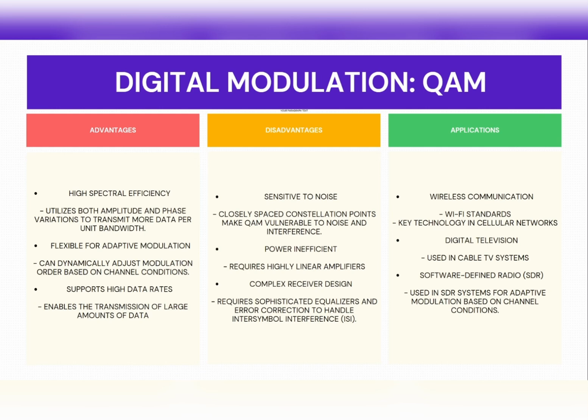And the last one is the application of QAM. It can be used for wireless communication, such as Wi-Fi standards like IEEE 802.11a for high data rates. It is also a key technology in cellular networks like 4G LTE and 5G. The next one is that it can also be applied in digital television, like in cable TV systems such as DVB-C, to transmit multiple channels over a limited bandwidth. And lastly, it is used in SDR systems for adaptive modulation based on channel conditions.